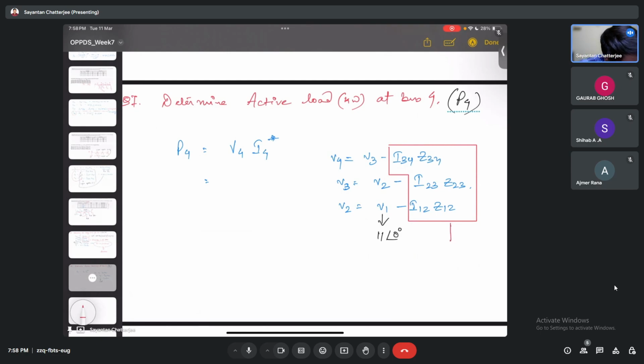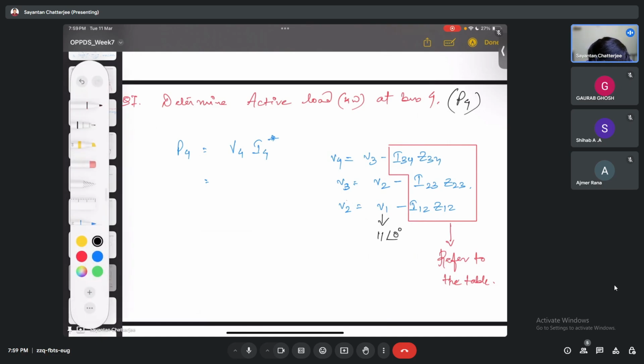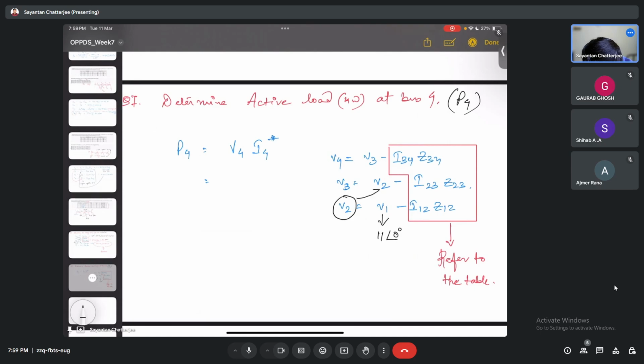So all these values can be directly referred to the table. Once we calculate V2, the same step, just place it here. Then calculate V3, place it here. Then we can find out V4. So this is V4, and we can use V4.